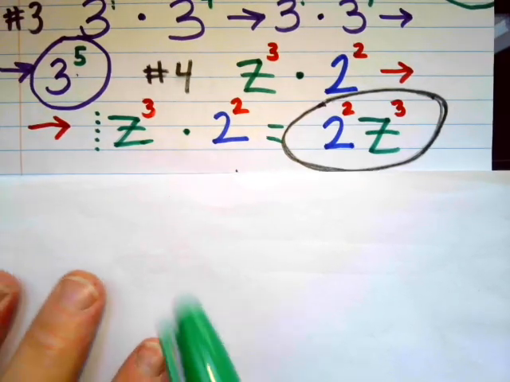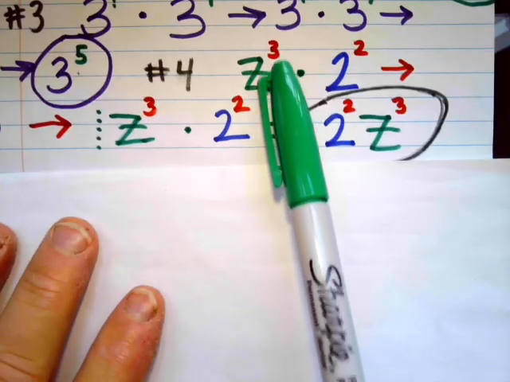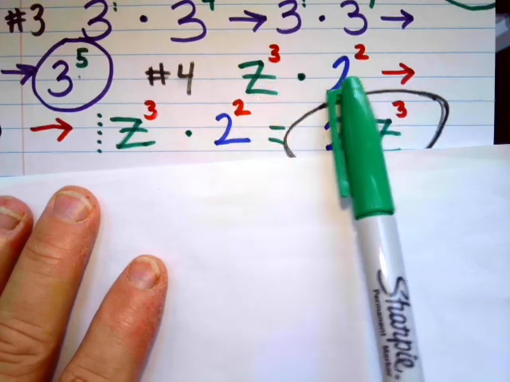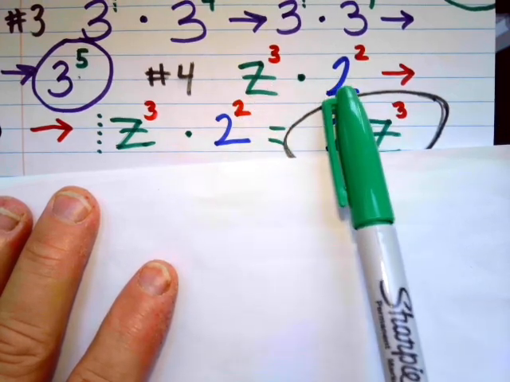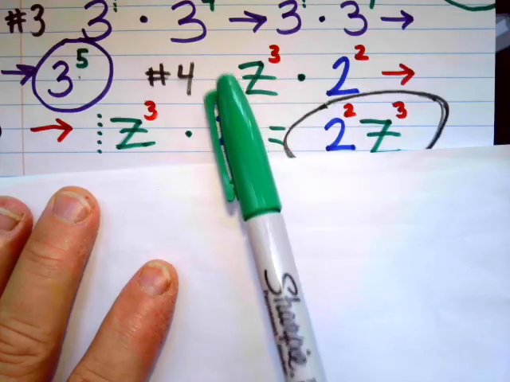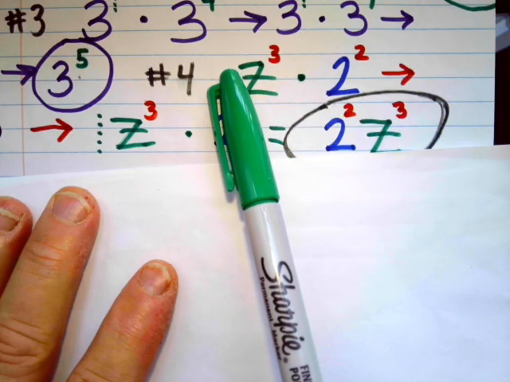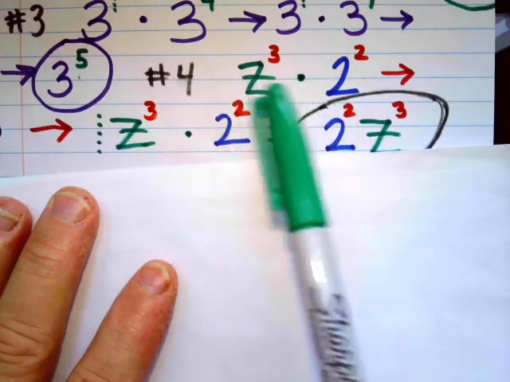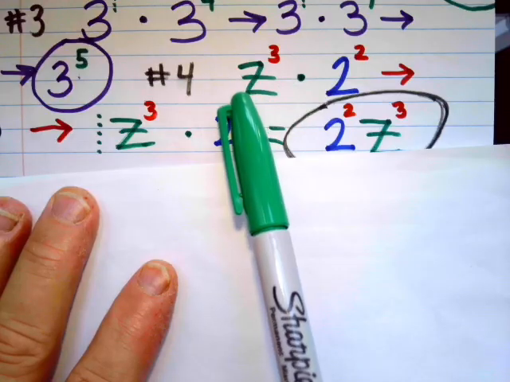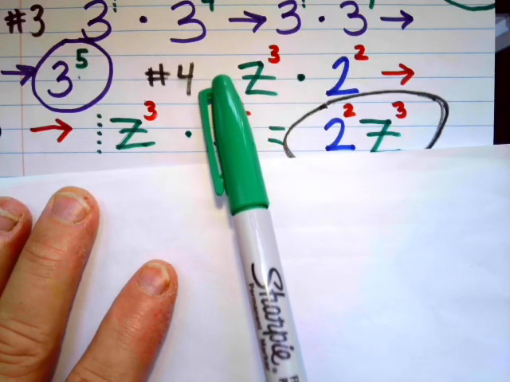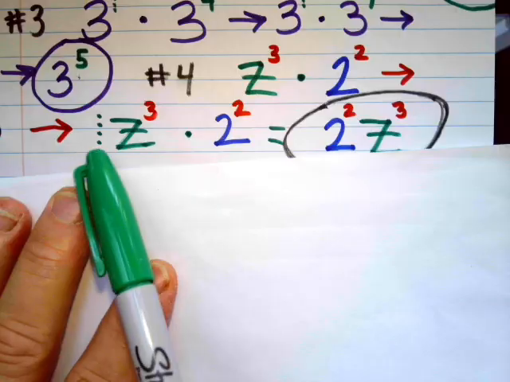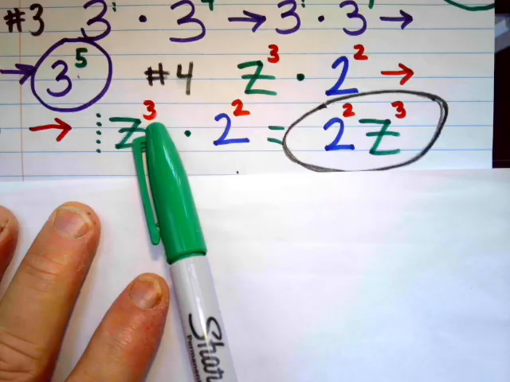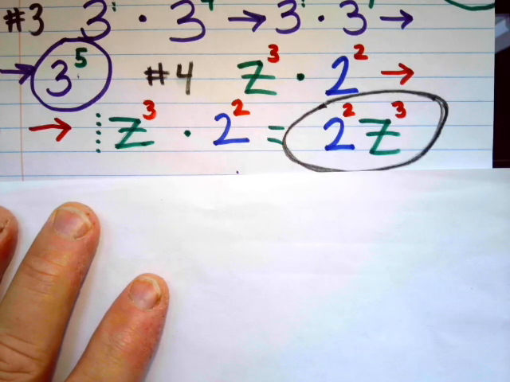So here we go, number 4. We have z to the 3rd power times 2 to the 2nd power. Now you're thinking, how am I going to multiply a letter with a number? That's crazy. Well, not if you show that invisible 1, right? When you multiply or divide with exponents, the terms or the bases, they don't have to be the same. What's in front of that z? There's an invisible 1. That's 1z. So show your invisible 1. Show that invisible 1 in front of that z to the 3rd power.